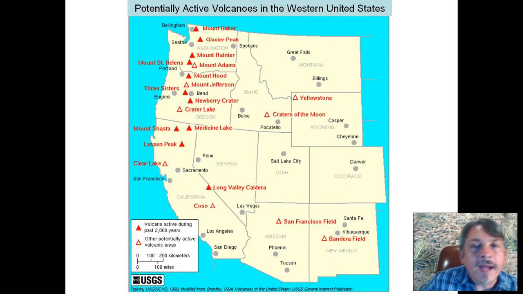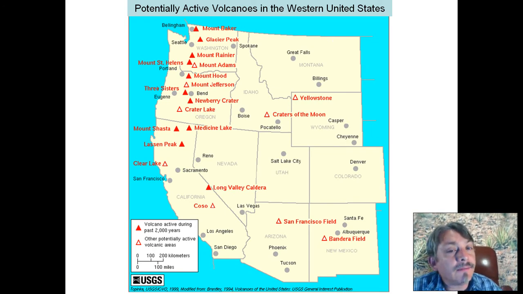Here are some volcanoes in the western United States that some of them are active or showed past activity, or will potentially show activity one of these days in the future. Lassen Peak erupted about 100 years ago. And then, of course, you have Mount St. Helens that erupted in 1980.